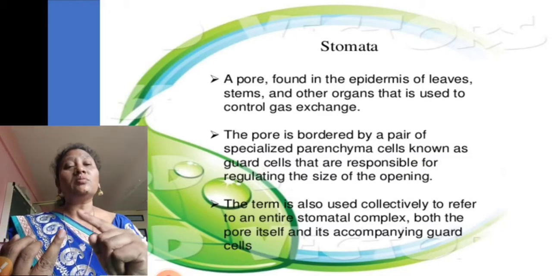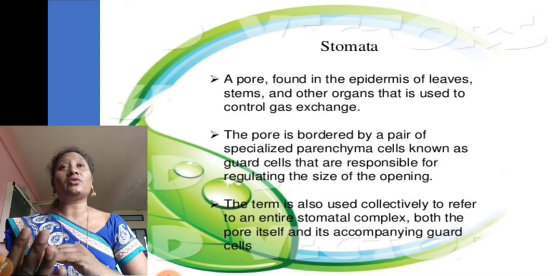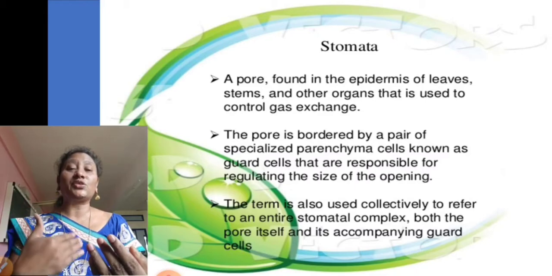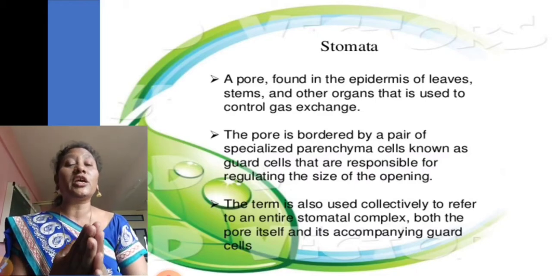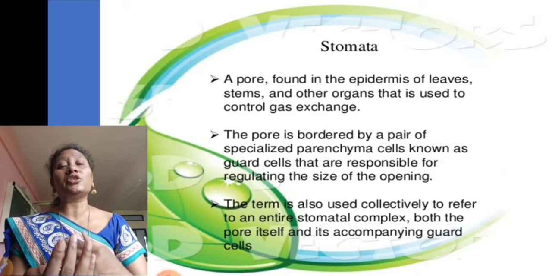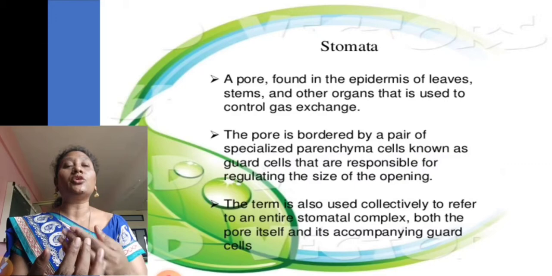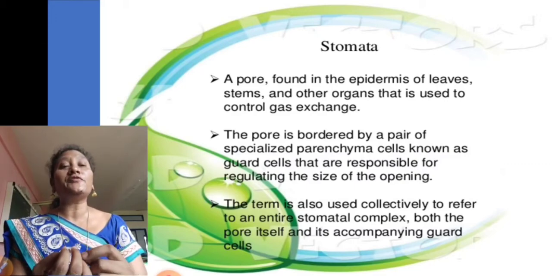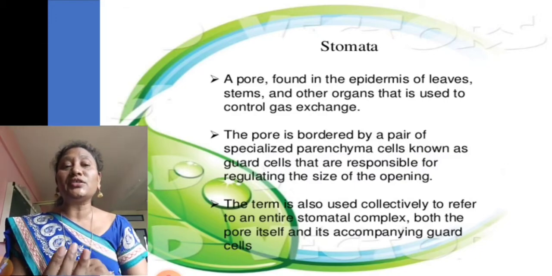So this is nothing but a gaseous exchange process, taking in something and giving out another. That is nothing but exchange. The process of gaseous exchange in plants is of two types, respiration and photosynthesis. These two processes are controlled by the stomata, a pore found in the epidermis of a leaf, stem and other organs that is used to control the gaseous exchange.